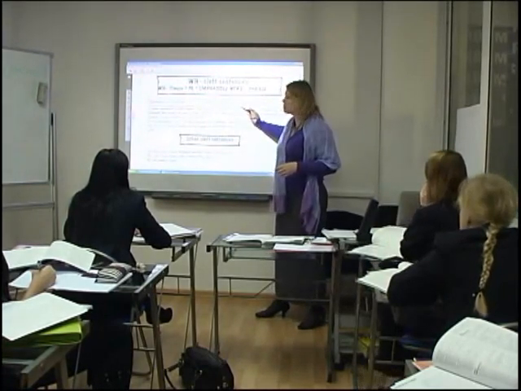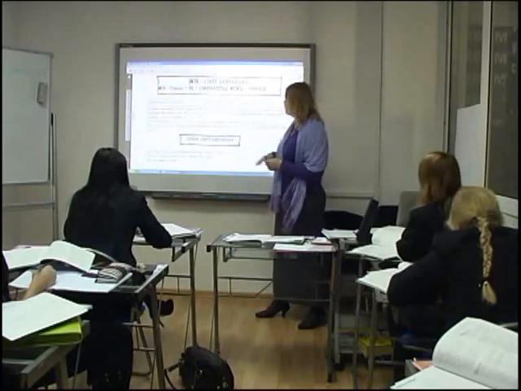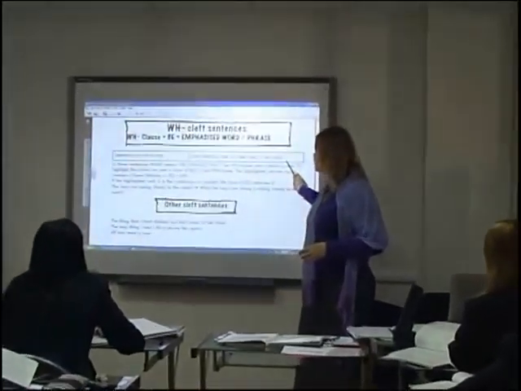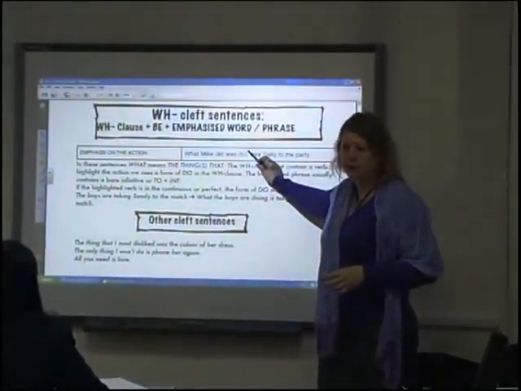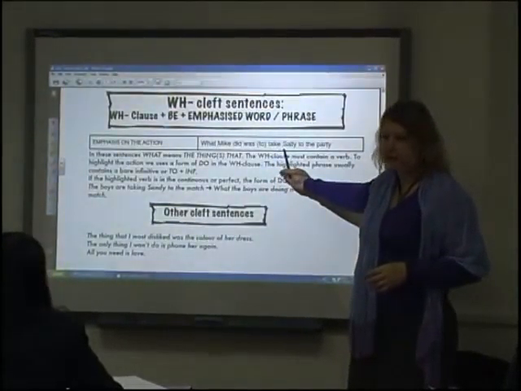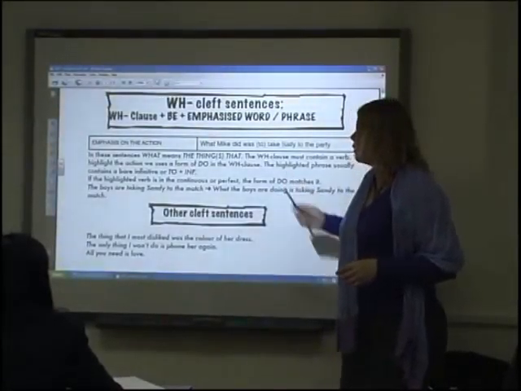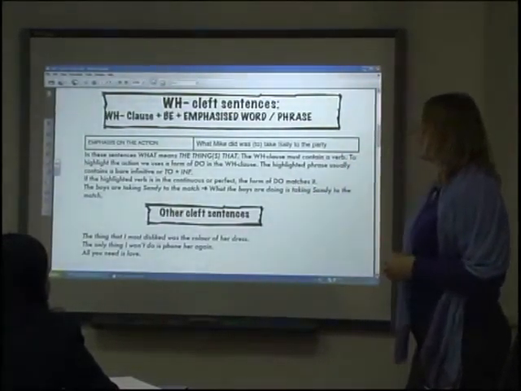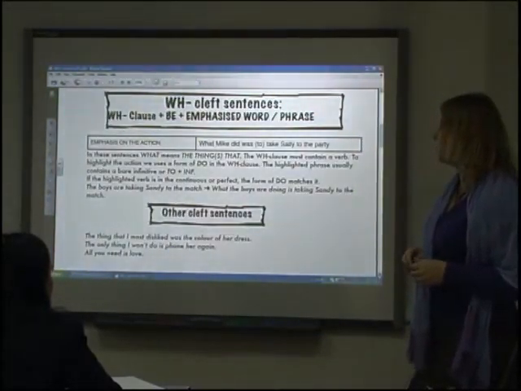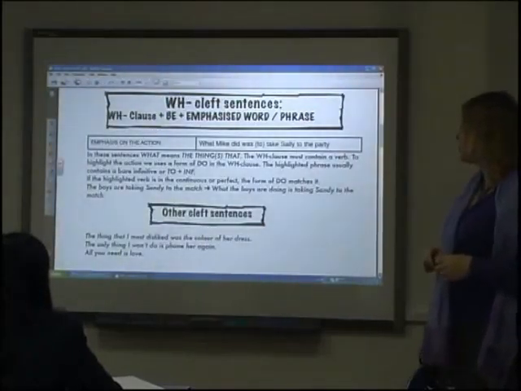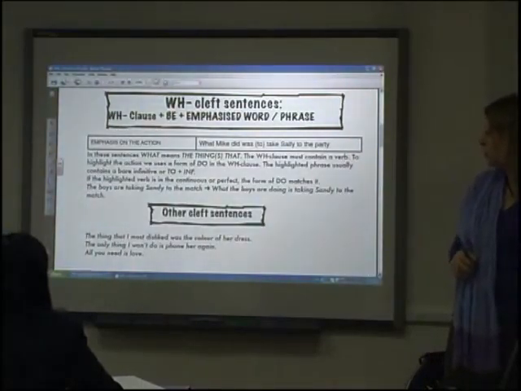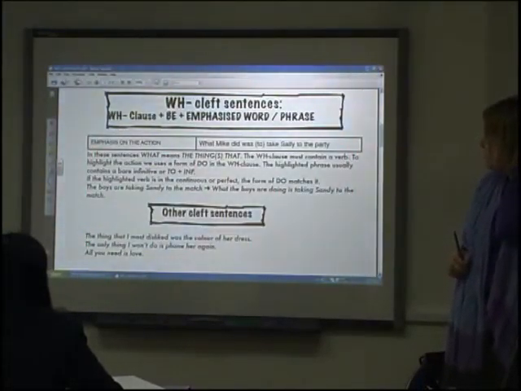And you can also use infinitive with to, right? If you don't use to, then you have a bare infinitive. Otherwise, to take Sally to the party. And then you have to be careful with this verb, right? Because if it's infinitive with to, then no endings here, right? The infinitive form. So in these sentences, what means the thing that. The WH clause must contain a verb. To highlight the action, we use a form of do in the WH clause. The highlighted phrase usually contains a bare infinitive or to plus infinitive, which I have mentioned.